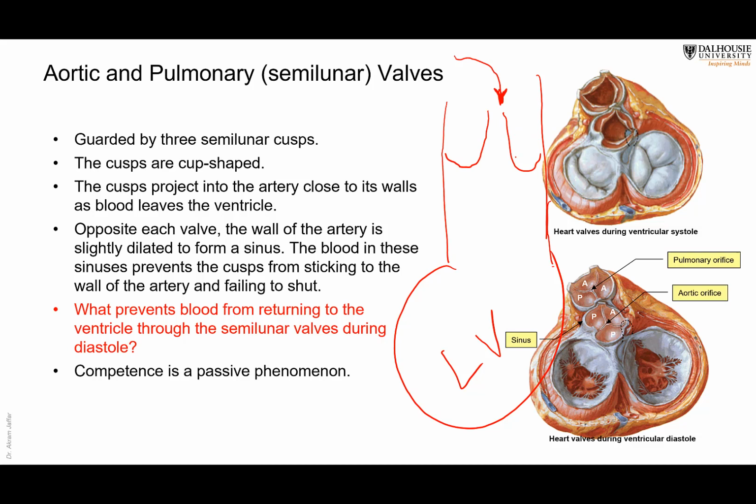cusps will close. In other words, the closure of these valves, whether pulmonary or aortic, is a passive phenomenon. You don't need something to pull on the valve, like the papillary muscles pulling on the strings in order to close the atrioventricular valve. So the closure of the atrioventricular valve is an active phenomenon, while closure of the semilunar valves is a passive phenomenon.